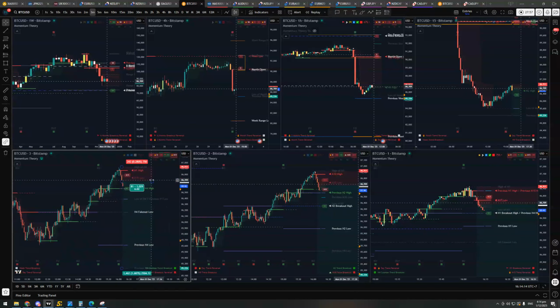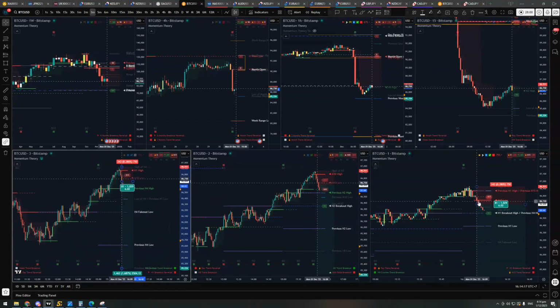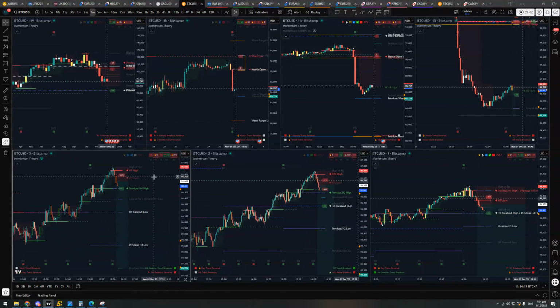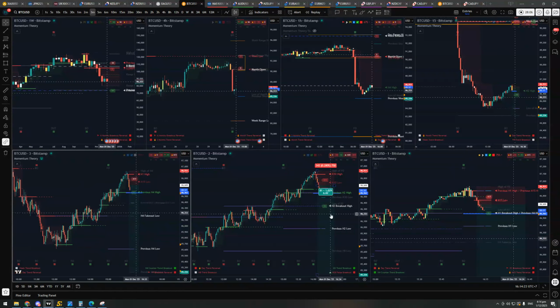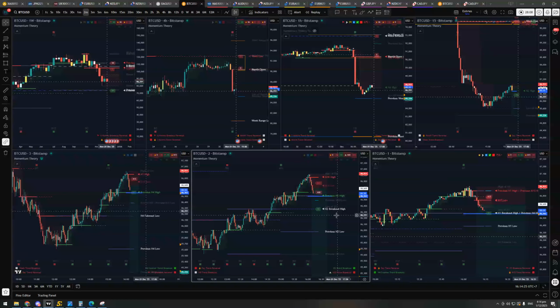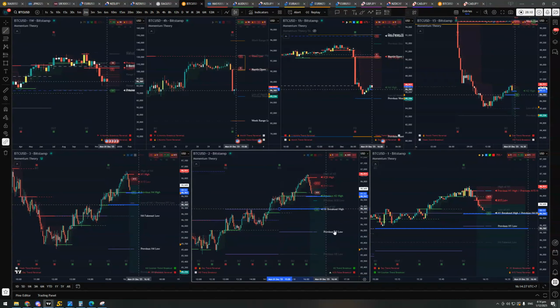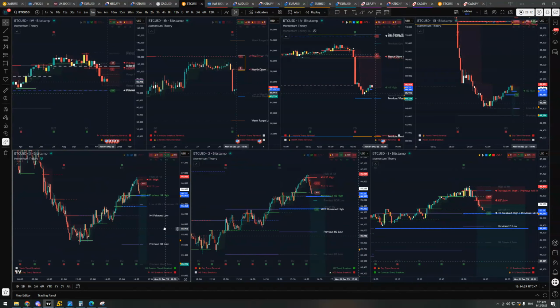And this is how I can size into trades as well. I enter on that one, and then as the H1 breakout level flips, I can size in, and then as the H2 level flips, I can size in. As the H4 level flips, I can size in.